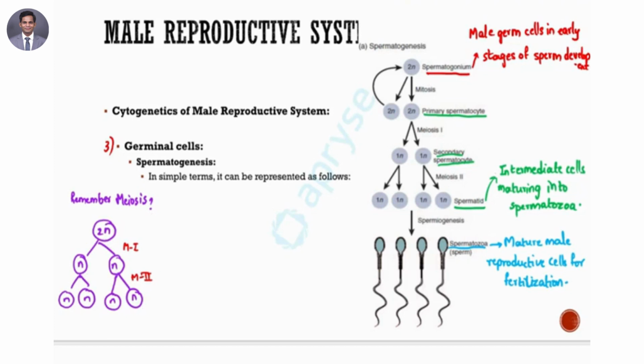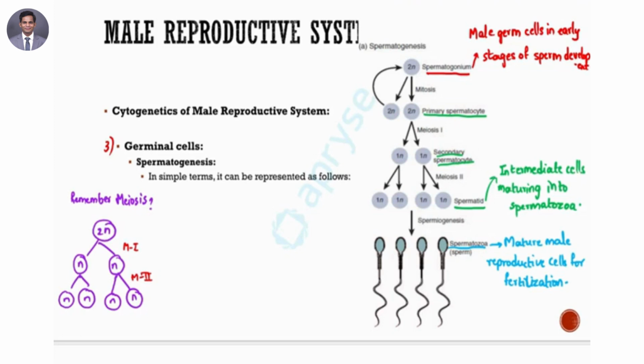Spermatogonium, or spermatogonia, is a type of male germ cell or stem cell, which will give rise to sperm cells throughout life. The production of sperm cells is a process called spermatogenesis. The first step is mitosis. We see 2n dividing into 2n and 2n.